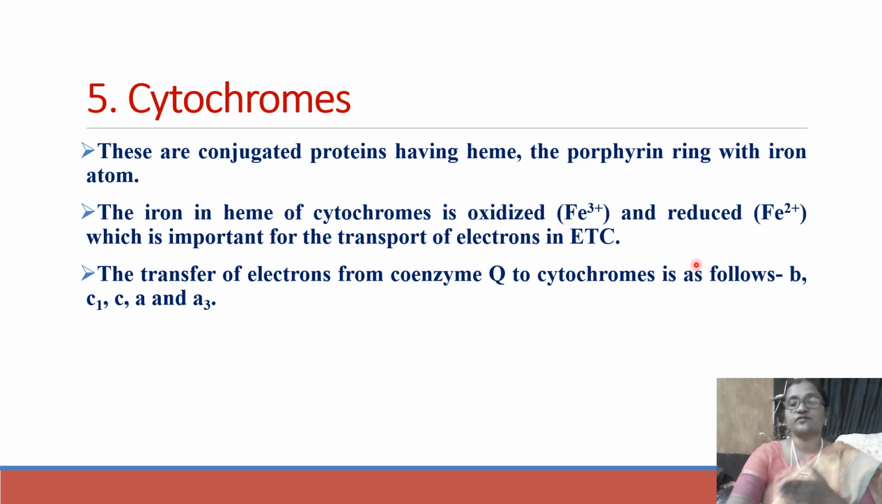That means for the transport of electrons in the electron transport chain, this oxidation and reduction of the cytochromes should be taking place, so that the transfer of electrons from coenzyme Q to cytochromes takes place in a path. Many cytochromes were discovered, initially A, B, C, then some others, but the flow in which it takes place is first B, then C1, then C, followed by A and A3. This is how the electron flow takes place from coenzyme Q.